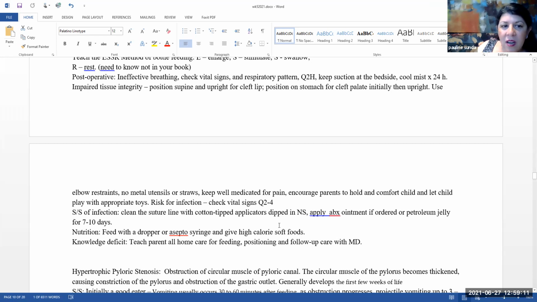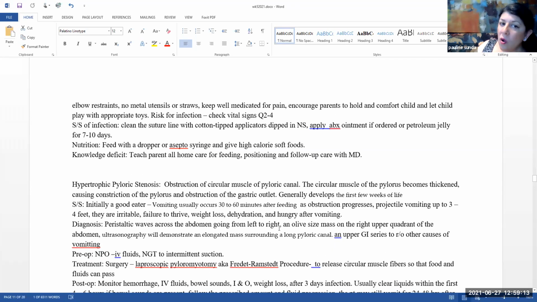As I mentioned before, elbow restraints, no metal utensils or straws, keep them well pain medicated, encourage parents to hold and comfort the child, and let the child play with appropriate toys. The parents may remove the elbow restraints if they are holding the child, and make absolutely certain that the child is not going to touch their surgical sites. So they may hold their arms without the elbow restraints, but the minute that they are not holding their arms, they do need to put the elbow restraints back on.